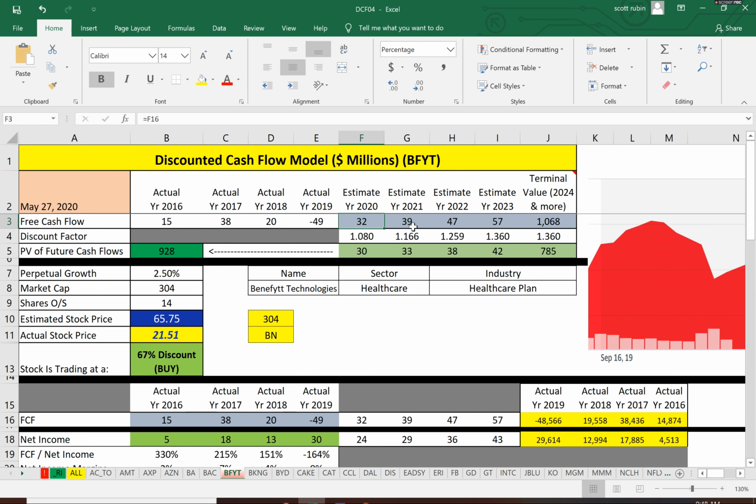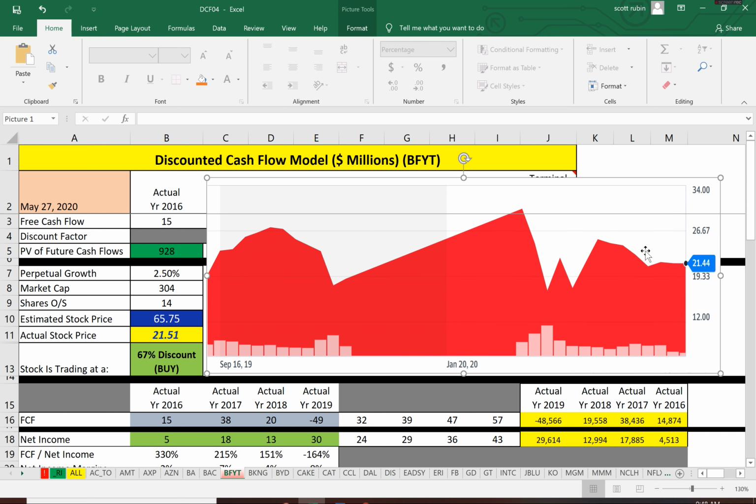Now we calculated the cash flows up here from our inputs earlier, and then the discounted cash flows are down here, and the sum of these amounts is $928 million. So that's the value of the company according to this model. And if we divide that by 14 million shares, we get an intrinsic value of $65.75. So it's trading at a 67% discount.